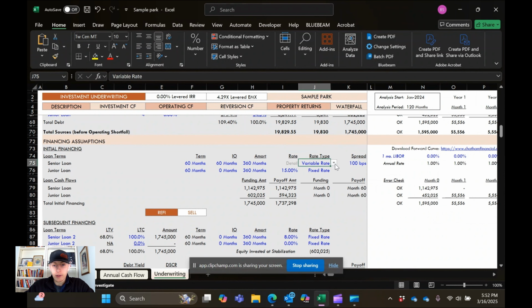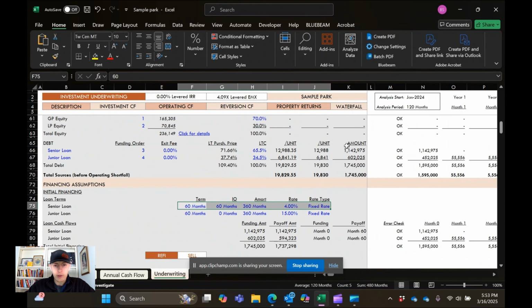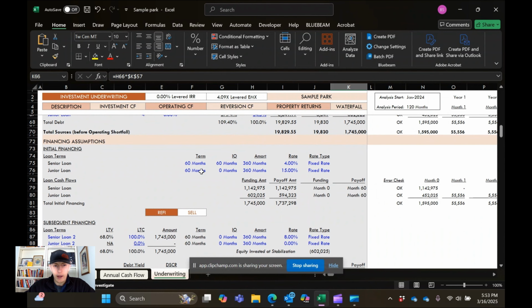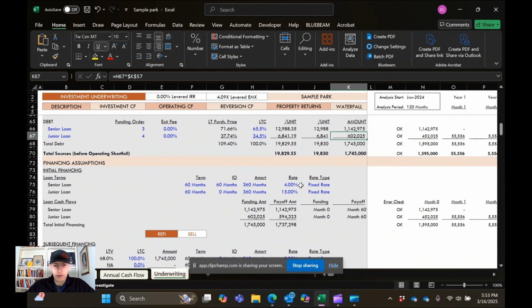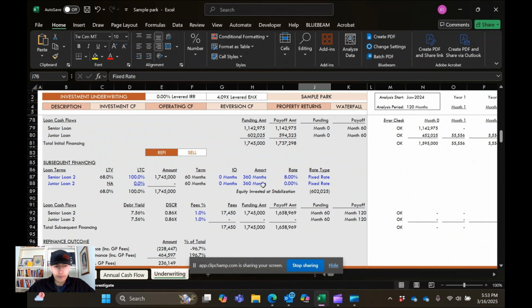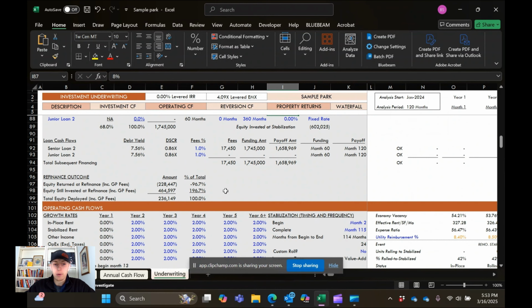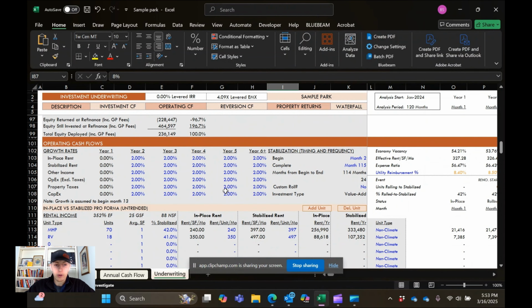Interest rates. Let's just assume it's at 4% on 5 years for this $1 million, and then this 602,000 is 15% for 5 years as well. 100% refinance, so refinance out the principal in year 5, amortized over 360 months, or we could do 25 years and change that. I put an 8% interest rate. Now, we can change that around too.